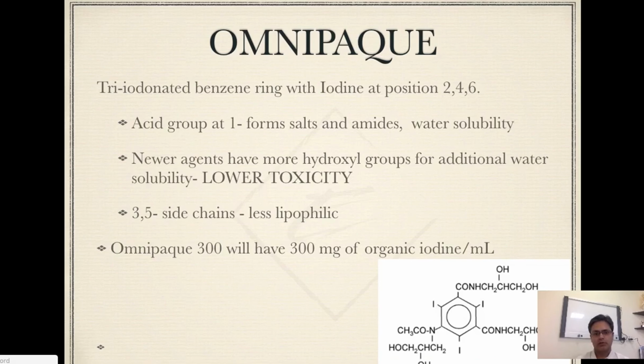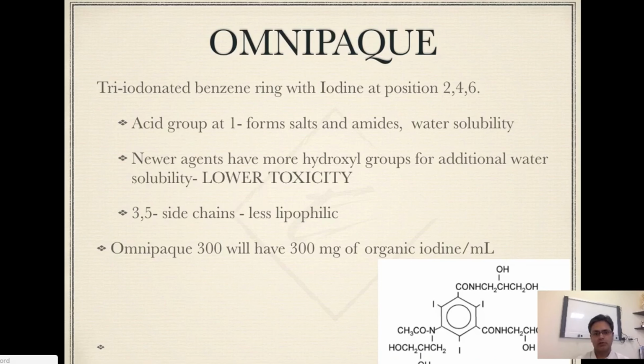So as the iodine concentration increases, so does the osmolality. If you notice, the 240 over there has an osmolality of 520, which is significantly more than that of plasma. And the 300, which is more commonly available, has an osmolality of 672. The 350, which is used for IV procedures, has an osmolality of 844. So if you compare 240 and 350, there is a significant change in the osmolality.